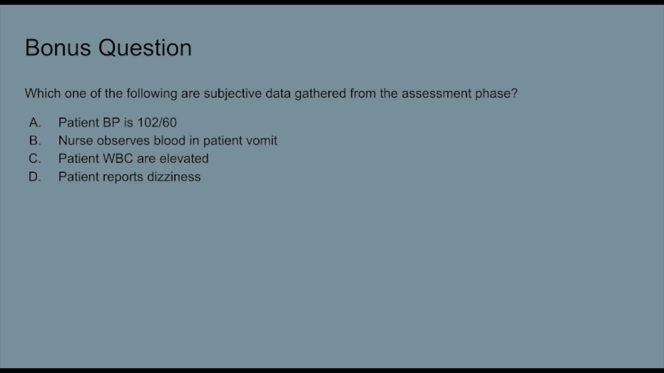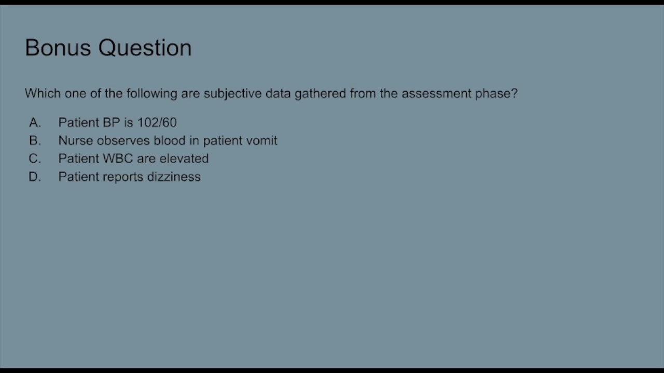All right, so digesting this question, they're asking for the subjective data. Which one of these is subjective data gathered from the assessment phase? So with certain questions, you can't really get around it if you don't know the definitions. So here, knowing the definition of subjective data is really going to save you. And the answer is going to be D, patient reports dizziness.